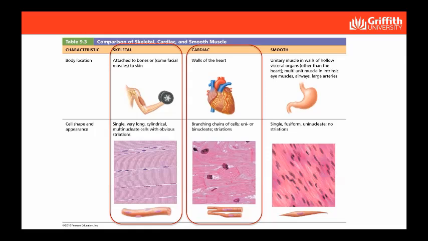Cardiac muscle is found in the walls of the heart and contains branching chains of cells with only 1 or 2 nuclei and striations. Contraction of the cardiac muscle cells is under involuntary control. Smooth muscle is found in the walls of hollow visceral organs and are fusiform in shape, containing only 1 nucleus and no striations. Smooth muscle cells are also under involuntary control.